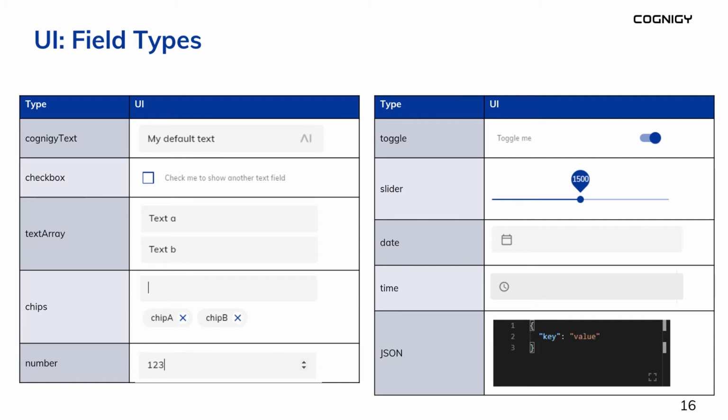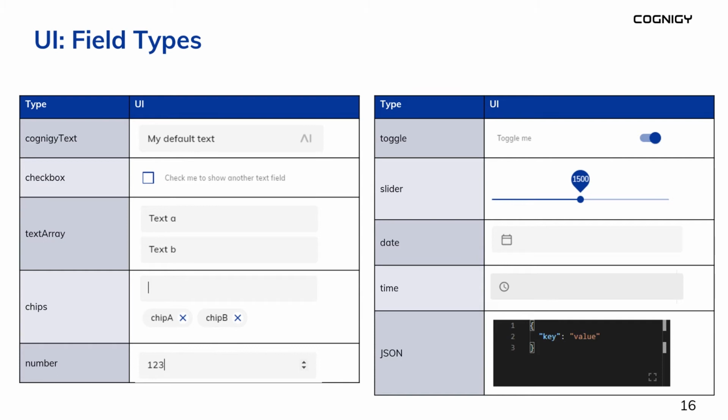We have a chips input. We have a number field. We have a toggle field. We have a slider where you can define what are the parameters for the slider, minimum, maximum, step, etc. A date selector, a time selector, and a JSON field that lets you enter JSON. So you can really give your business users the user interface that they need in order to configure the node.